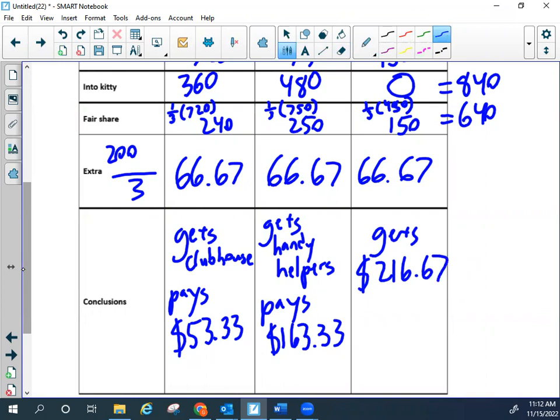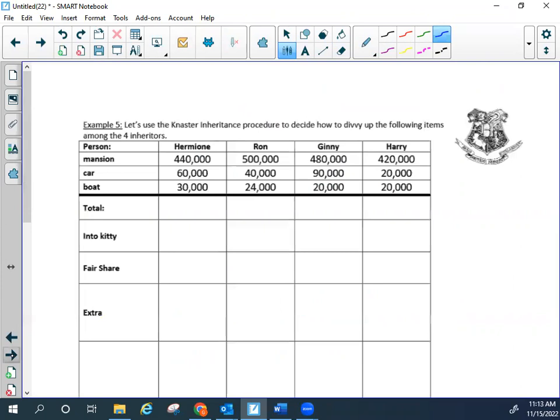Okay, let's do another one. First thing we do is find the winning bids. In this case, Ron won the mansion, highest bid there. Ginny won the car. And Hermione won the boat. We have a Harry Potter themed one here, I guess.